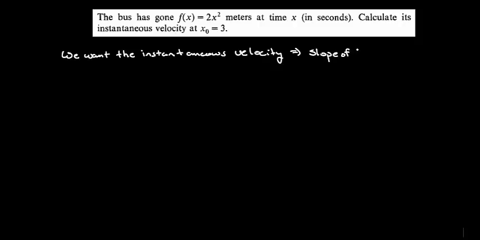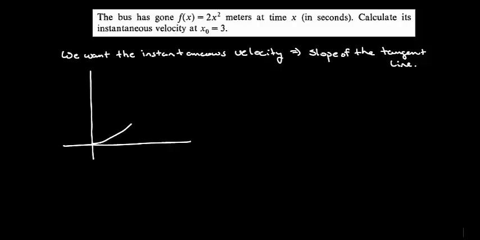So here's the question again. We want the instantaneous velocity, or how fast the bus is going at exactly 3 seconds. In the previous problem, we looked for the average velocity, and before we calculated slopes of secant lines. Now we're looking at the slope of the tangent line, and that's the instantaneous velocity. So let's go ahead and graph that out again.